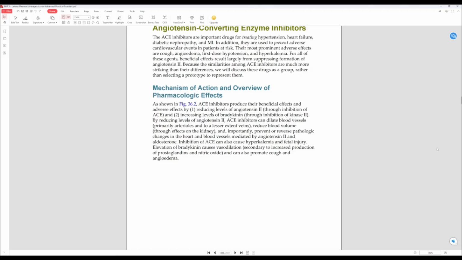The ACE inhibitor is an important drug for treating hypertension, heart failure, diabetic nephropathy, and myocardial infarctions. In addition, they are used to prevent adverse cardiovascular events in patients at risk. The most prominent adverse effects are cough, angioedema, first-dose hypotension, and hyperkalemia. For all of these agents, beneficial effects result largely from suppressing the formation of angiotensin II. Because the similarities among ACE inhibitors are much more striking than their differences, we will discuss these drugs as a group, rather than selecting a prototype to represent them.